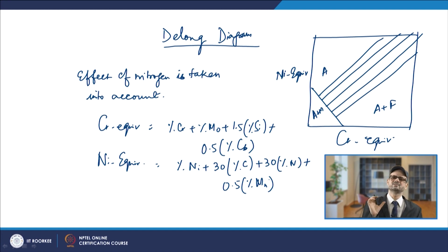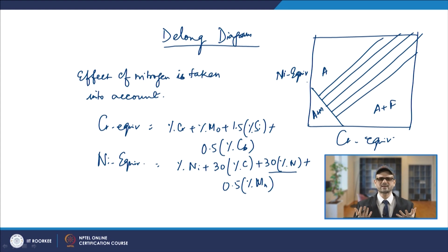In the case of the DeLong diagram, when you have nitrogen, because many times we use nitrogen, for example for nitrogen killed steels, in those cases when you do the welding and nitrogen content is there, the nitrogen effect is taken from here, and the rest of the things are similar. You will have the chrome equivalent and nickel equivalent for the base metal as well as for the filler metal, and then you can predict the weld metal composition.